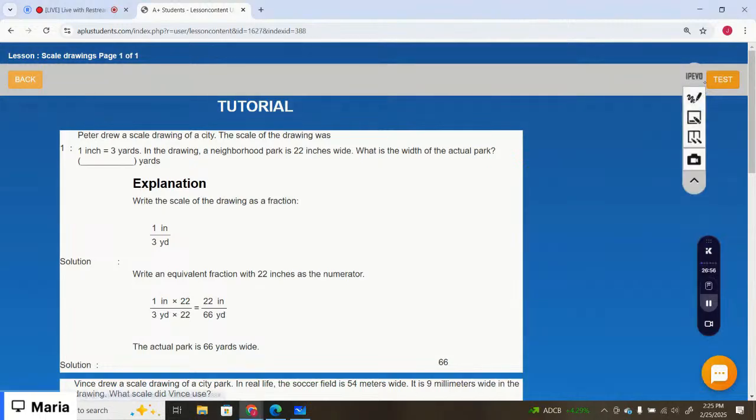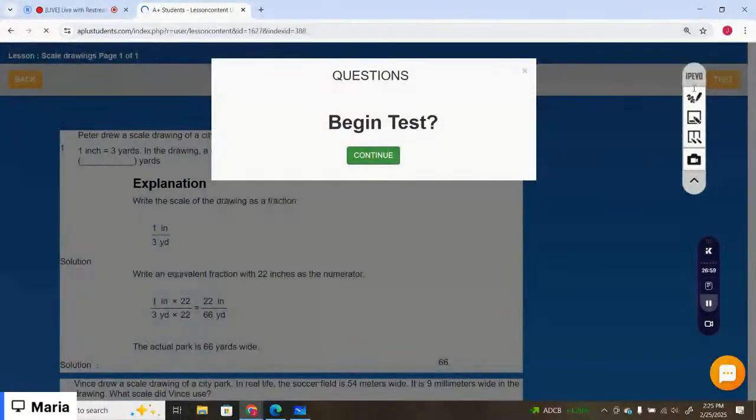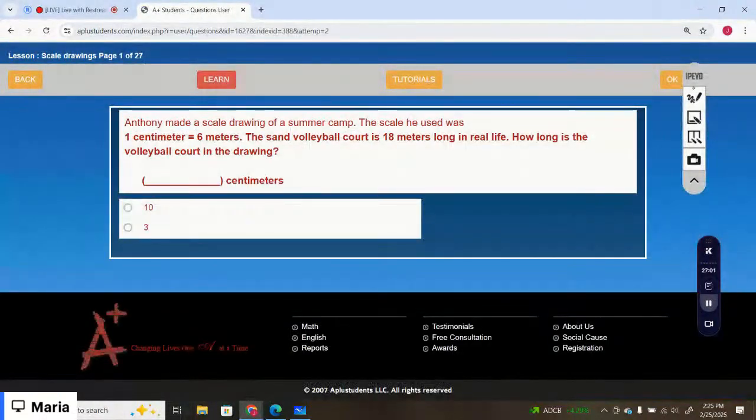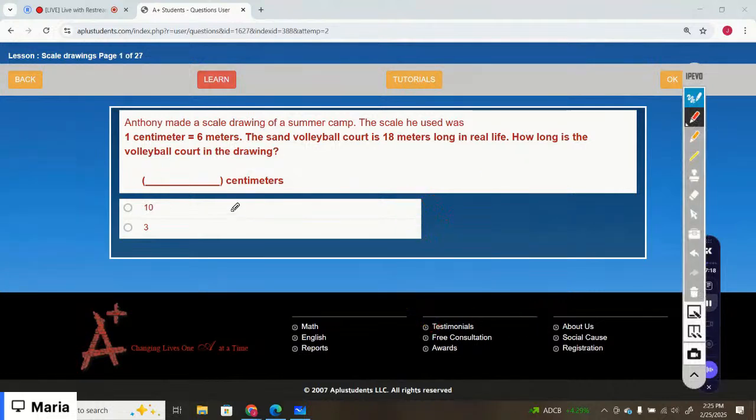Let's just start with the test questions. Anthony made a scale drawing of a summer camp. The scale he used was 1 centimeter equals 6 meters. The sand volleyball court is 18 meters long. In the drawing, how long is the court?